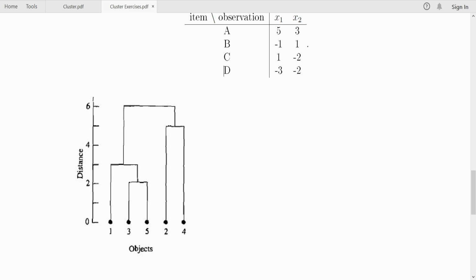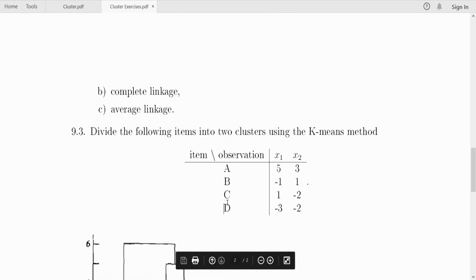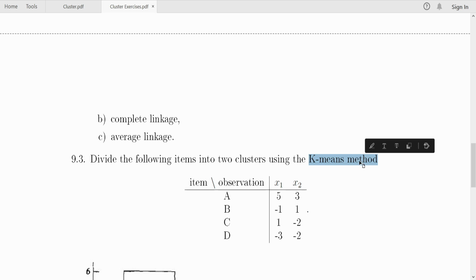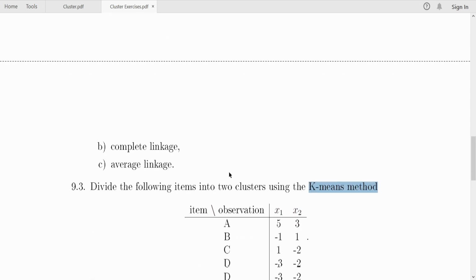Okay, and last but not least is one non-hierarchical clustering method called the k-means method. By non-hierarchical we mean that this is a technique to group individuals, not the variables, into k groups or k clusters. So we know how many clusters we want.